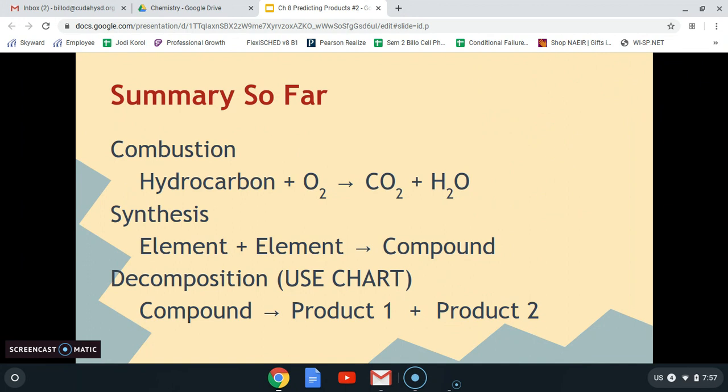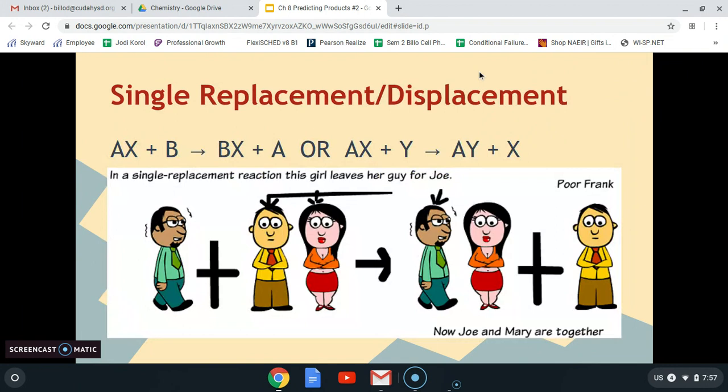For a decomposition, you have to use the chart that I showed you to predict what products it will most likely form when you write those products down. Now we're going to use the other charts in the packet to predict products of single and double replacements.